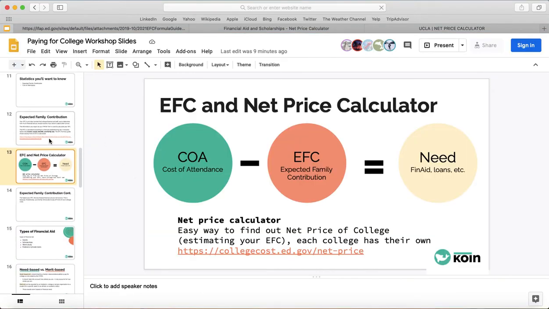So hopefully that gave you a better understanding of what expected family contribution is, since that's a term that you're going to be hearing a lot. Essentially, the idea is this is how much of the cost of attendance your family is going to contribute, and then the rest you would receive through financial aid, student loans, etc. And remember to check out the net price calculator for your school, as that can really help you get a basic understanding of how much you and your family have to pay.